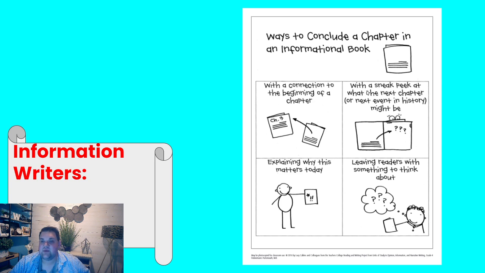A second is with a sneak peek at what the next chapter might be, or the next event in history might be. So maybe you're ending early childhood with a sneak peek about what happened after they became famous or as they became famous. Next, explaining why this matters today. So explaining the impact of that person. And then lastly, leaving readers with something to think about. So all 4 of these are ways that you can conclude your chapters in informational books. So today you're going to get the chance to practice these with me.